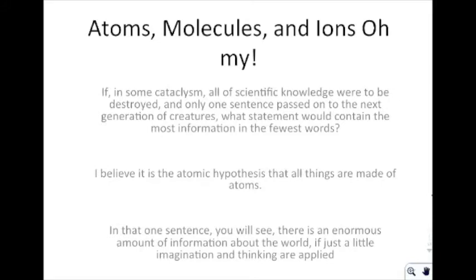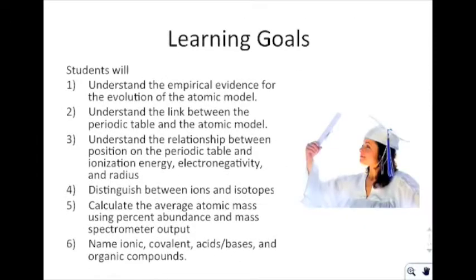In that one sentence, you will see there's an enormous amount of information about the world if just a little imagination and thinking are applied. So, we are going to review our understanding of the atomic models, and we're going to focus on the empirical evidence. One of the biggest differences between a pre-AP and an AP chemistry course is understanding the empirical evidence behind assumptions. So it's not going to be just the Bohr model of the atom, it's why it is the Bohr model of the atom. You need to be able to link the periodic table to the atomic model.